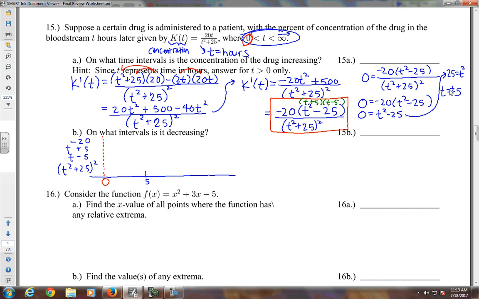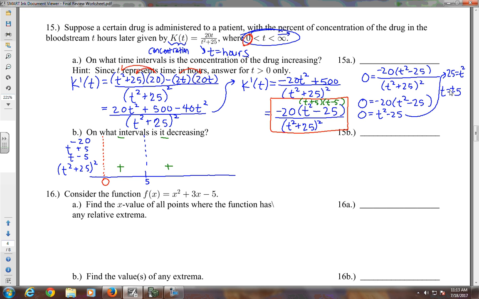And just for illustration purposes, I'm going to go ahead and put this denominator, t squared plus 25 squared, on the graph. Ultimately, you can leave that off of the graph because since I'm squaring it, it's always positive. So this one is always positive regardless of the test point I'm plugging in, and that constant negative 20 is always negative. So to test the signs of the other two factors, I need test points.